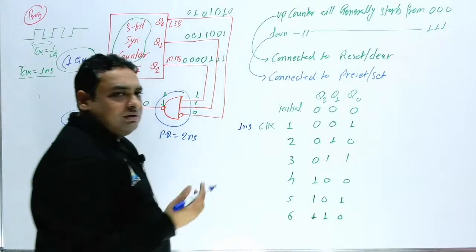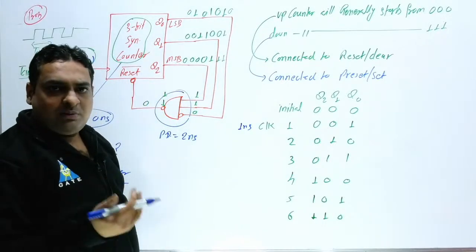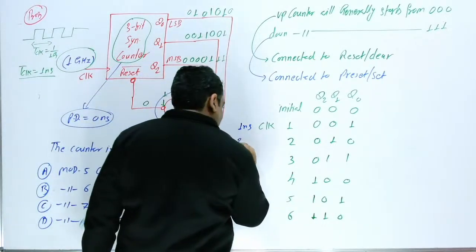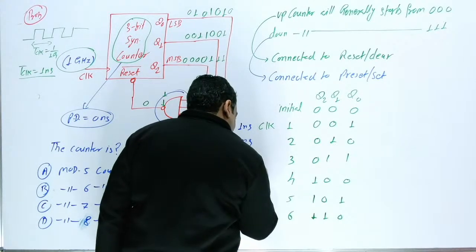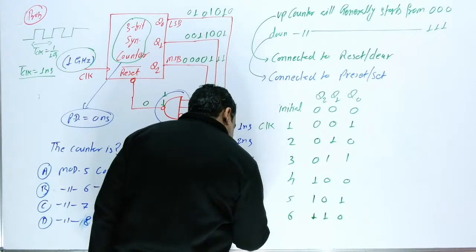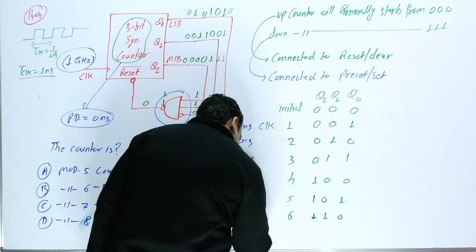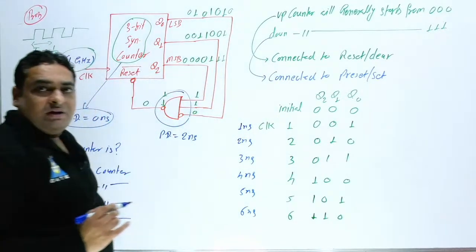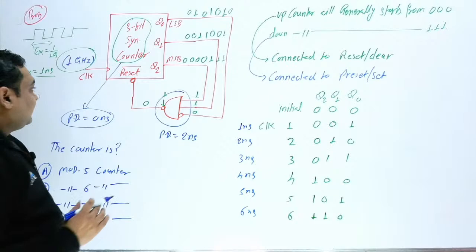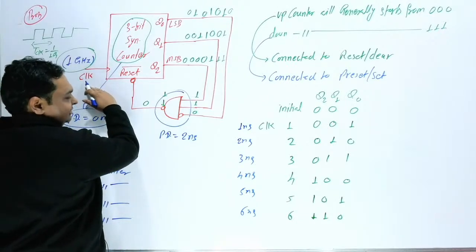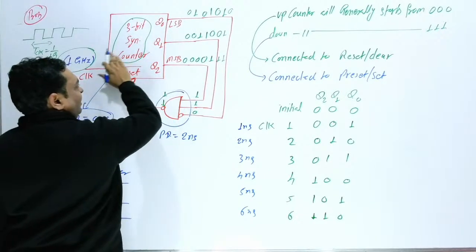Suppose you are applying the clock at 1 nanosecond. You start from the initial state. After 1 nanosecond you are applying the first clock. This is at the 2nd nanosecond, this is the 3rd nanosecond, the 4th nanosecond, the 5th nanosecond. Suppose you are applying the 6th clock at the 6th nanosecond, then you are getting 110 because this delay is 0.